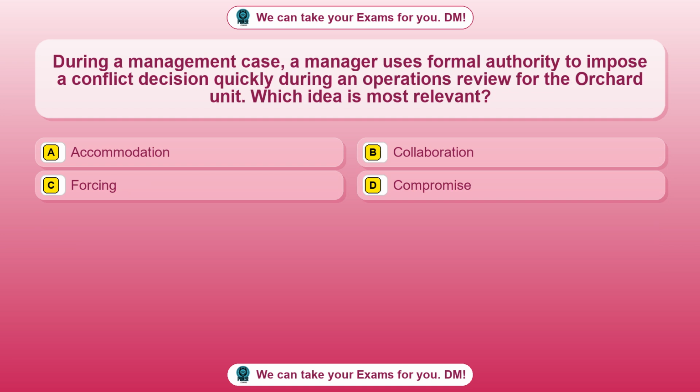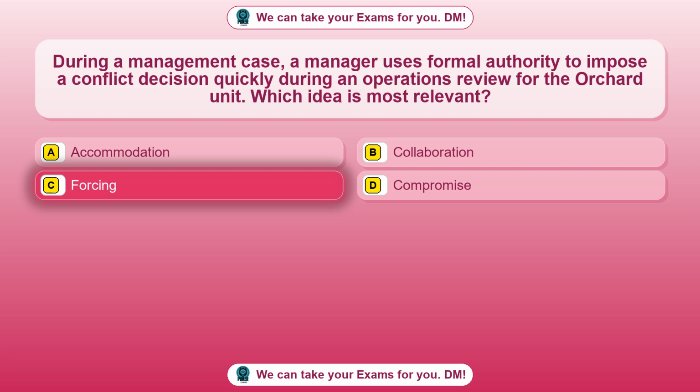Question 77. During a management case, a manager uses formal authority to impose a conflict decision quickly during an operations review for the Orchard unit. Which idea is most relevant? Option A, accommodation. Option B, collaboration. Option C, forcing. Option D, compromise. The correct answer is option C, forcing.